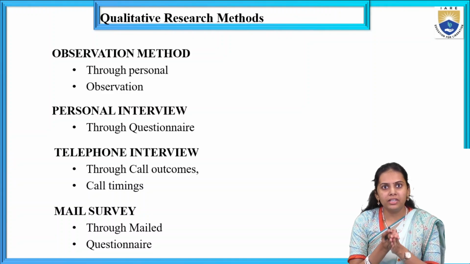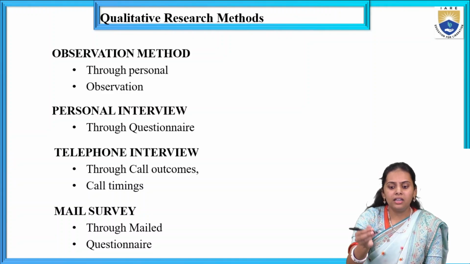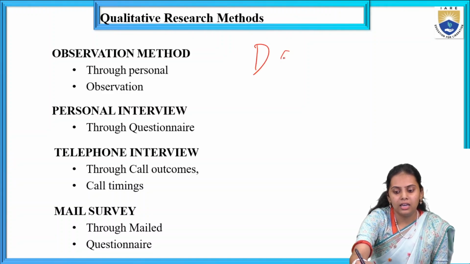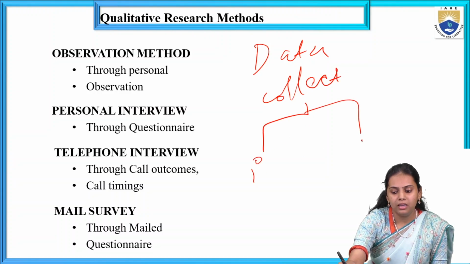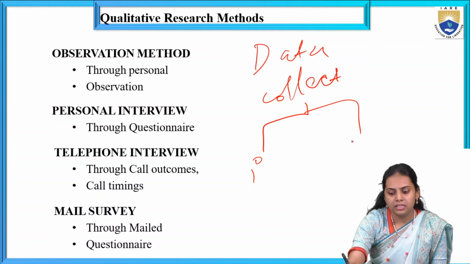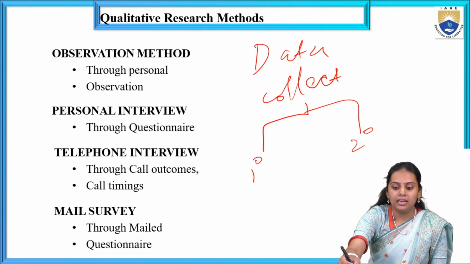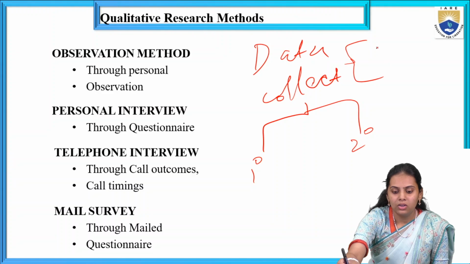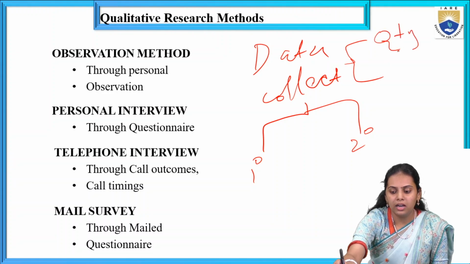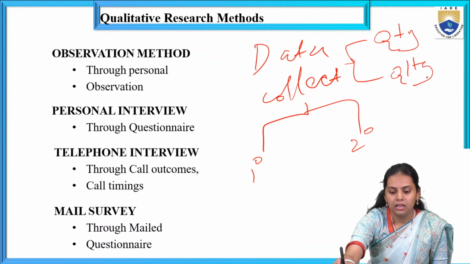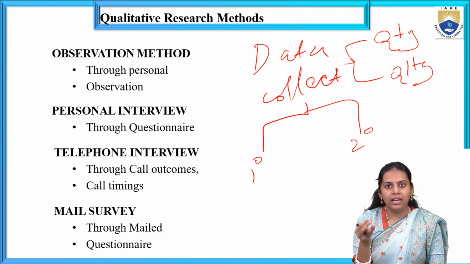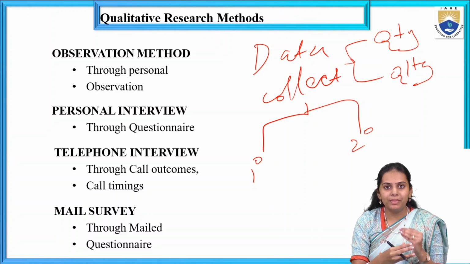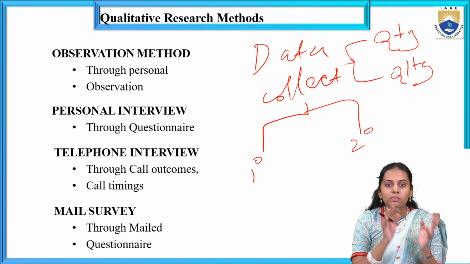Our topic itself is data collection. After collecting the data, it is divided into two: one is primary, and the other is secondary data. And there are types of data called quantitative and qualitative data. Based on this data collection only, we are observing all these methods and deciding the methods to be chosen.